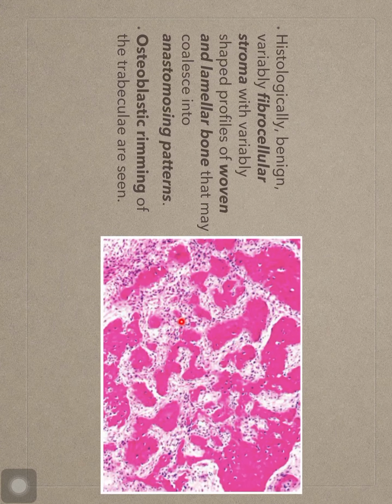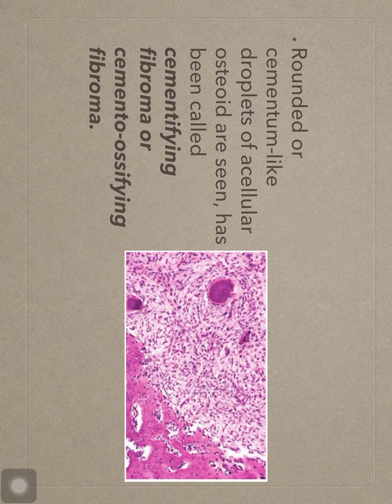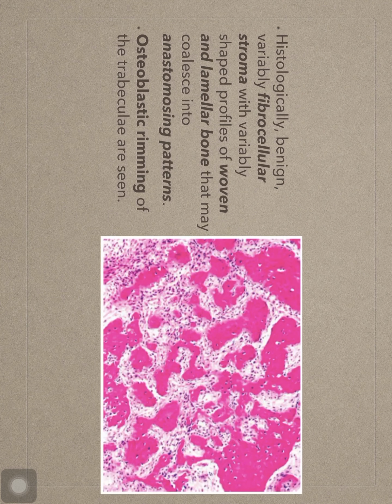Here we can see the variable fibrocellular stroma in which there are woven or lamellar bone that may coalesce to form different anatomical patterns. There is osteoblastic rimming of the trabeculae which is seen in this picture. This osteoblastic rimming helps us differentiate it from fibrous dysplasia.